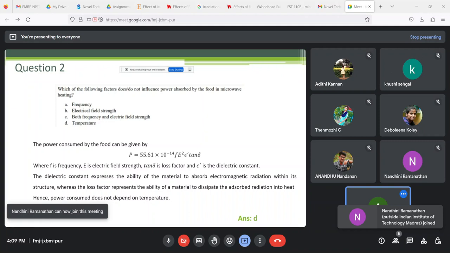Is this clear? What is a dielectric constant and a loss factor? If you guys want me to repeat, you can let me know. So the dielectric constant is the ability to absorb the electromagnetic radiation, and tan delta, or the loss factor, is the ability of the material to dissipate whatever is absorbed. So you don't want it to dissipate, you want it to induce the friction and increase the temperature. So lower tan delta is preferred and higher epsilon dash is preferred. Hope this is clear.